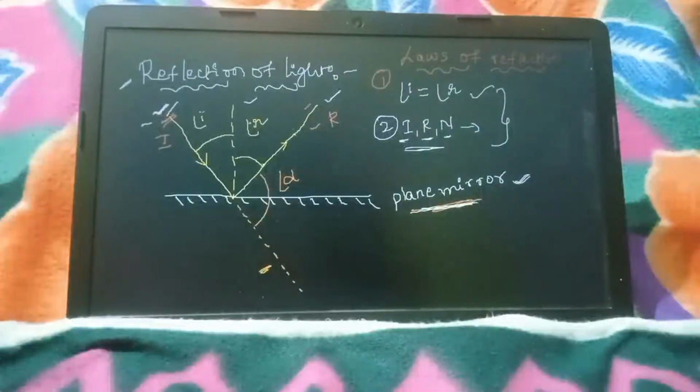What are the laws of reflection? Angle of incidence is equal to angle of reflection. This is the first point. And the incident ray, reflected ray, and normal line lie on the same plane. Okay, so these are the two laws.